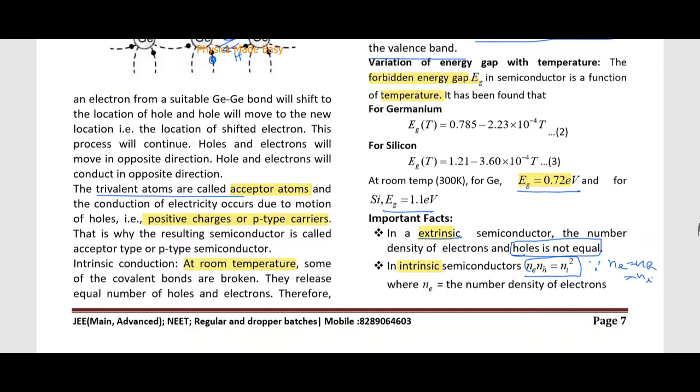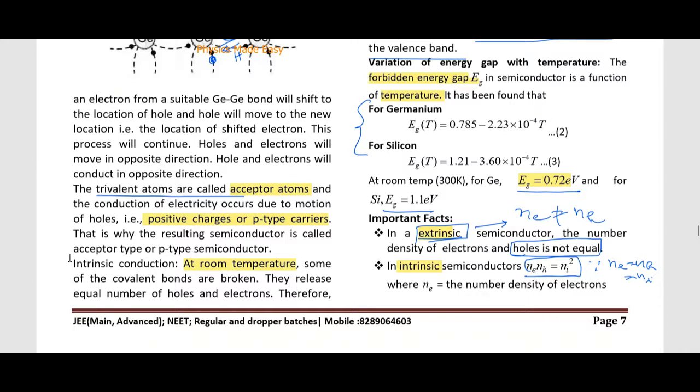And now the basic approach. Listen once again. I will summarize this from a shortcut point of view. After completion of this chapter, I will strongly recommend that you remember these two relationships and other important formulas. For example, in extrinsic semiconductors, the number density of electrons and holes is not equal. What does that mean? Ne, the number of electrons, is not equal to the number of holes in extrinsic semiconductors. In intrinsic, they are equal.